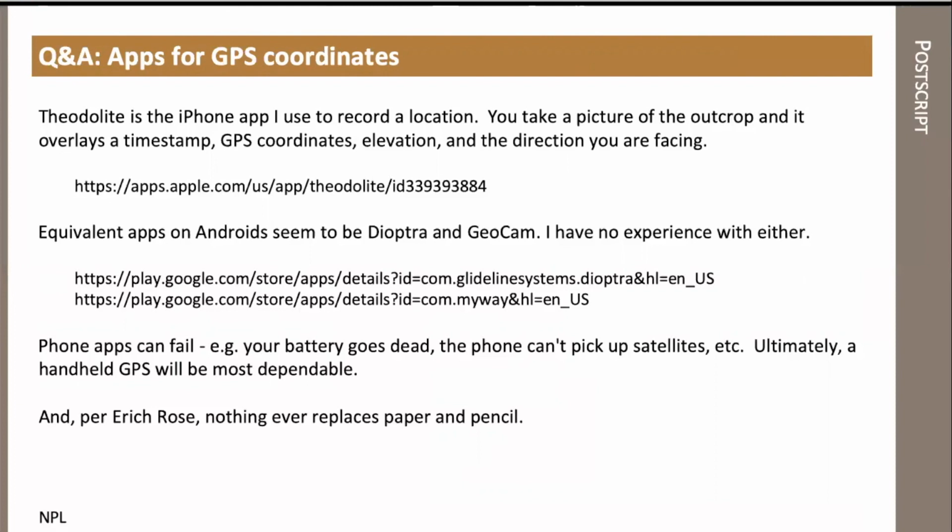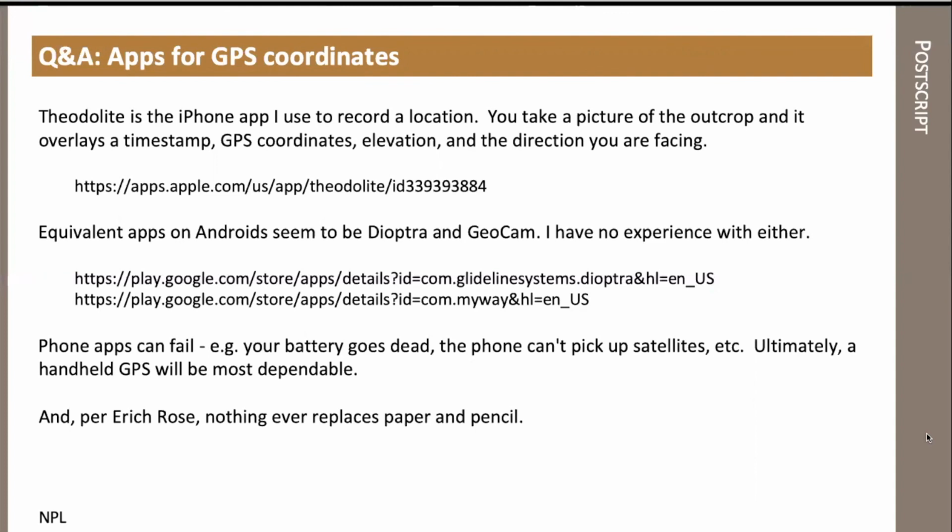The only thing to watch out for is your phones are not as robust as a handheld GPS, so they can fail. Your battery can go dead, or you may not get satellites, or I typically have location services turned off, and when I turn it on, it takes a while to acquire satellites. If I take a picture too soon, and this has happened to me, Theodolite doesn't put GPS coordinates in because it doesn't yet know where it is. Anyway, ultimately, handheld GPS will be the most dependable, but phones are pretty handy.